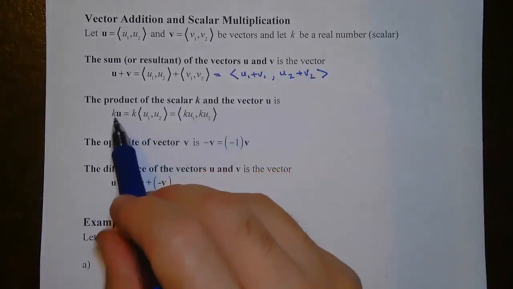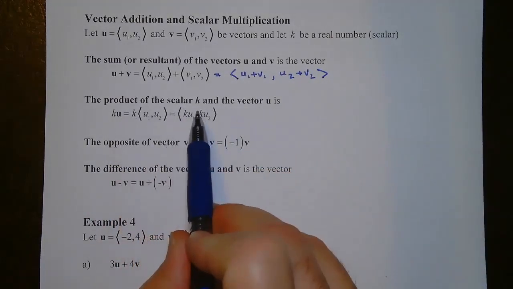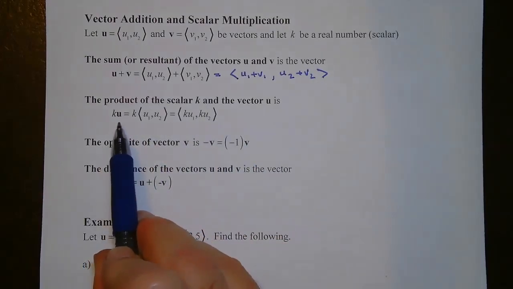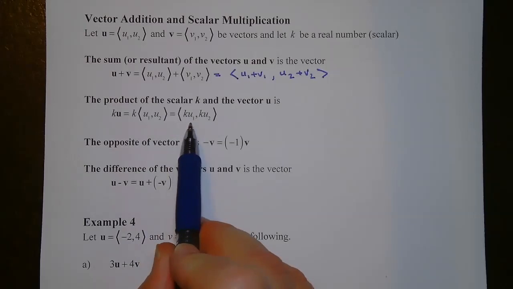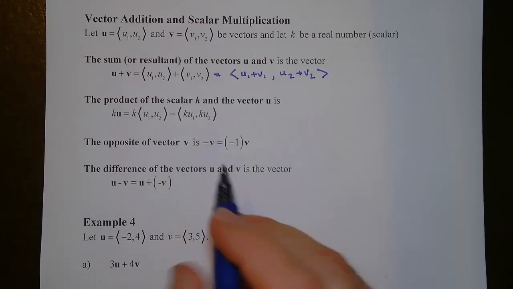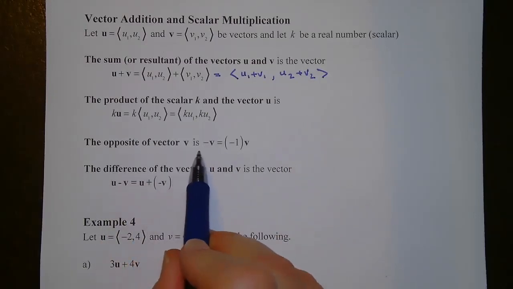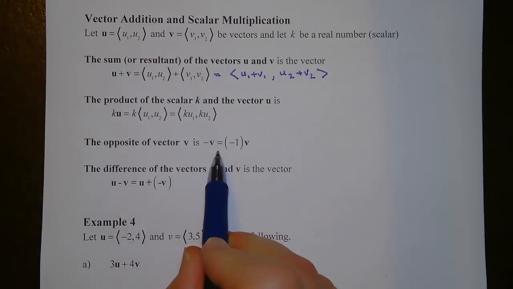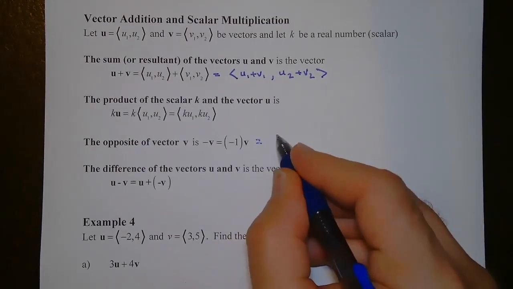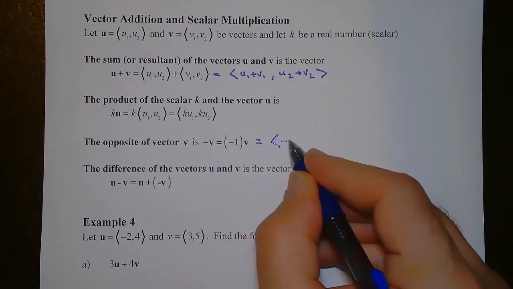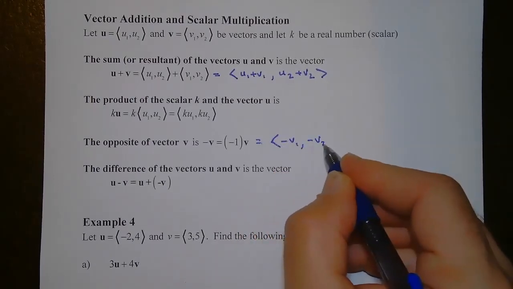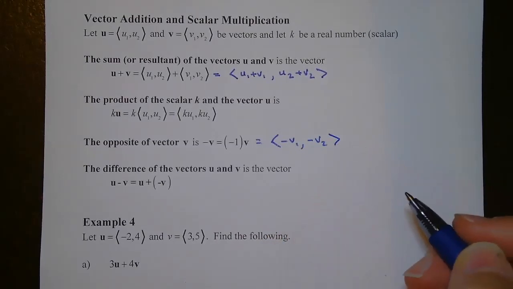All right, how about a product of the scalar k and the vector? If we take some number k times a vector, it would just be k times u sub 1, comma, and then k times u sub 2. If we took the opposite of some vector v, so negative v, that would be equal to negative 1 times v. So this would equal negative v sub 1, comma, negative v sub 2.